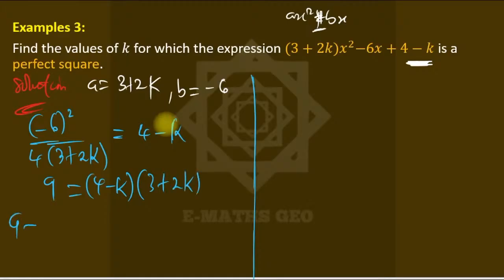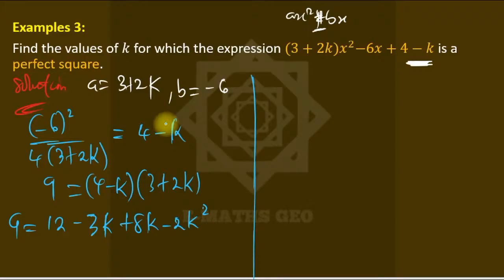So again, we'll expand the right hand side: it is 12 minus 3k, and the other one is plus 8k. Finally, minus 2k squared. Now, remember, we are forming a quadratic equation, meaning k will have 2 answers.